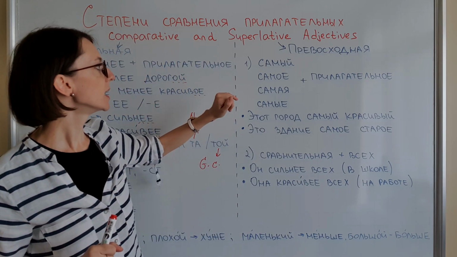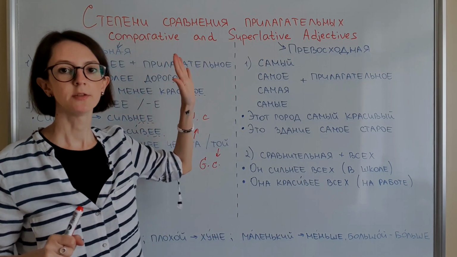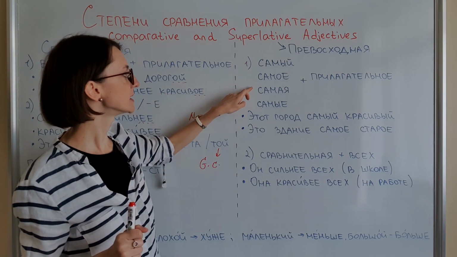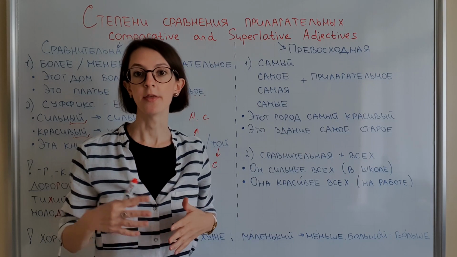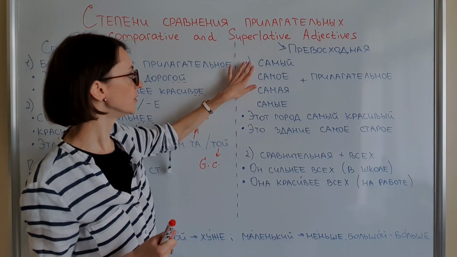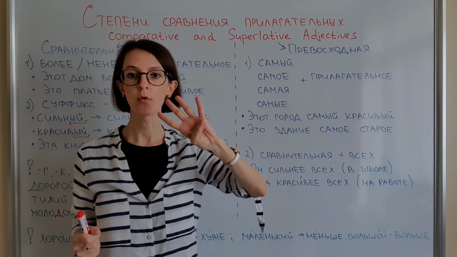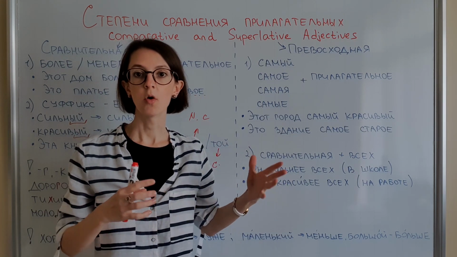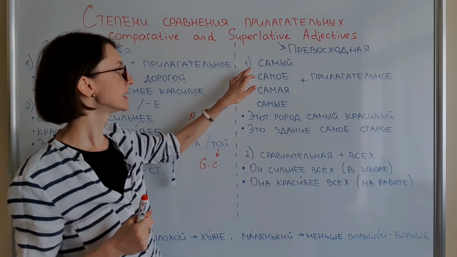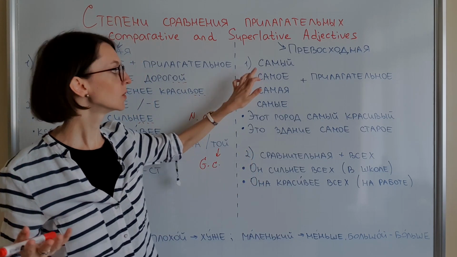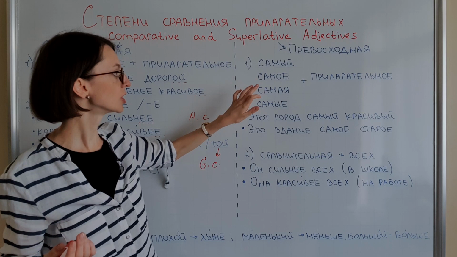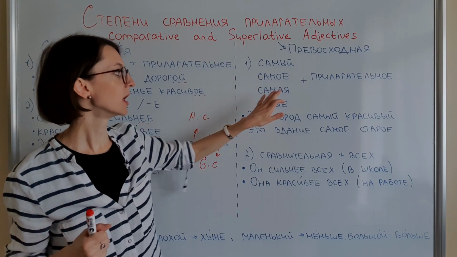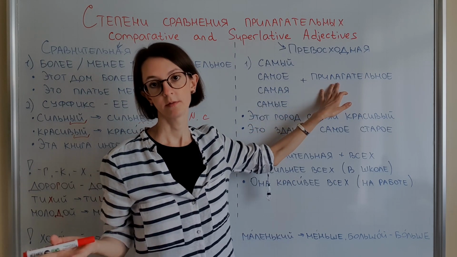So the first one, how we make superlative form of adjectives, is to use самый, самое, самая, самые. It means the most. And here, as you can see, I wrote down 4 forms. It means that it depends on the gender of a noun. Самый for masculine, самое neuter, самая feminine, самые plural, and then you use the adjective.